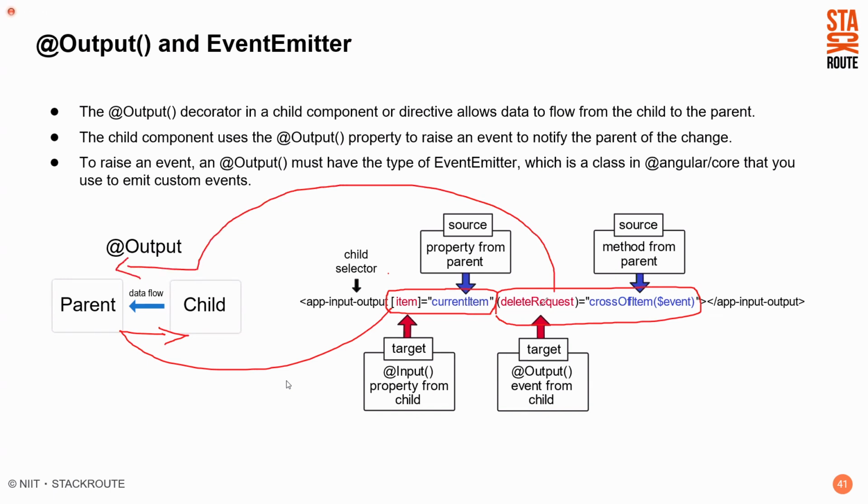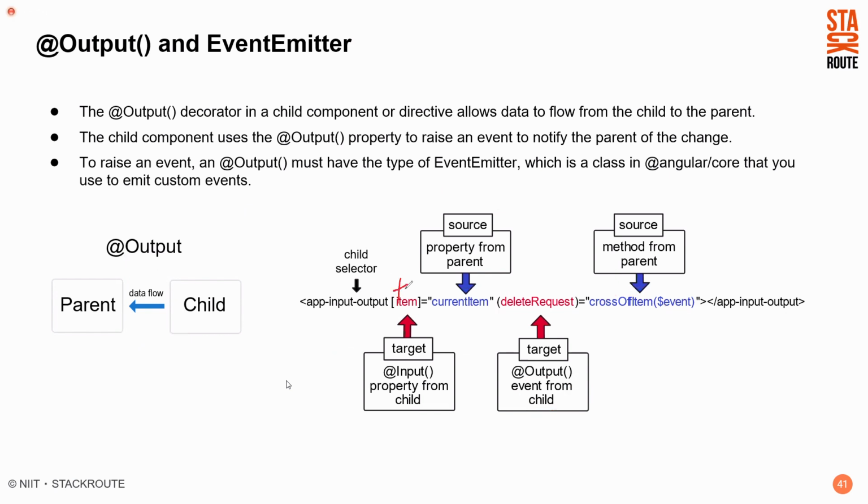So delete request is considered as an event which has been passed from child to parent. We are capturing it through this event method, and whatever the event is, we can capture under this method from parent. So this is the target output event from child. The same thing we have tried: instead of item, I tried K1 and K3, and instead of delete request, I tried K3 and K4, just to indicate it's a key property.